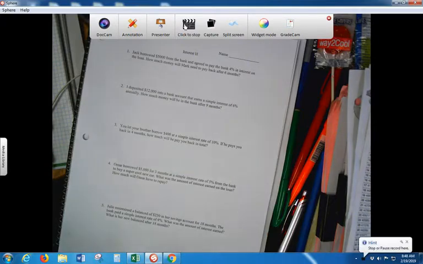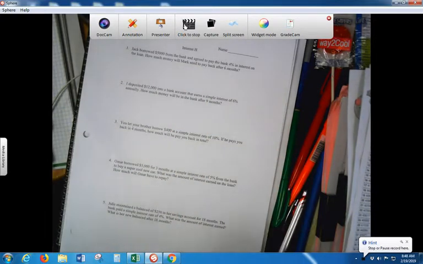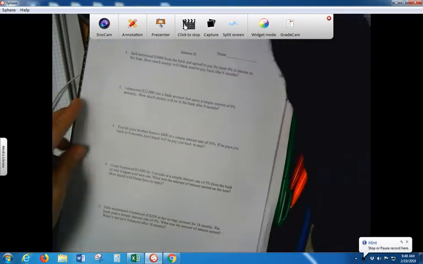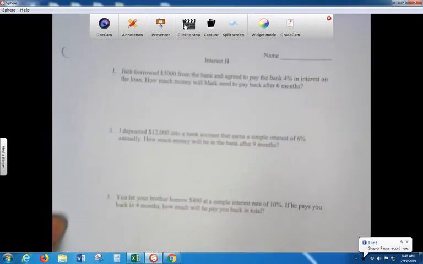Alright, so interest. This one's a little bit harder. Let's read the first one. So everybody's on this page. Please, if you're not done with the other one, we'll go back to it in a minute. But let's all focus on this one. Alright, let me zoom it in.